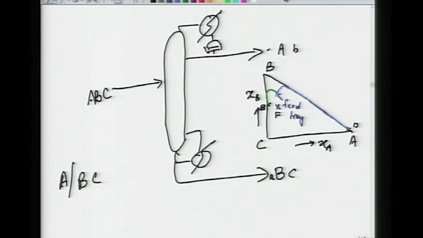Now, if you look at this composition, it is quite rich in B. Rich in B, a bit of A, almost no C. Okay. So, for example, this composition may be, let us say, 80 mole percent B.